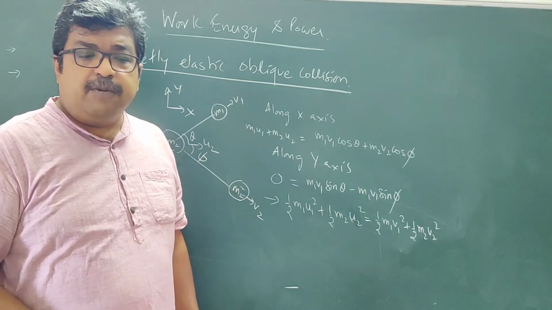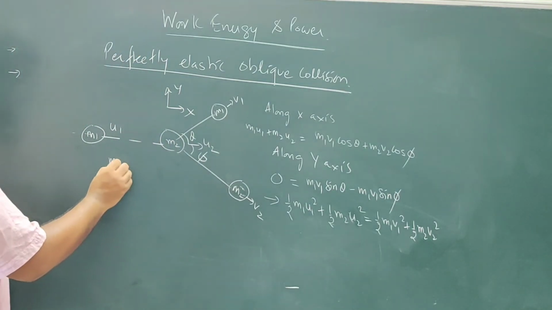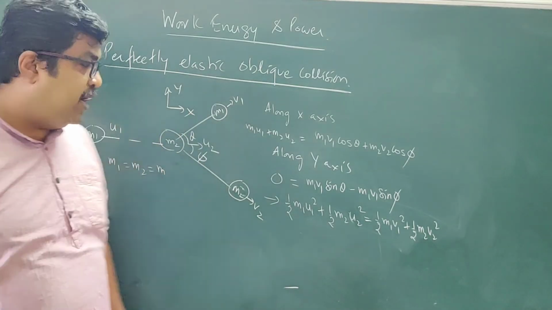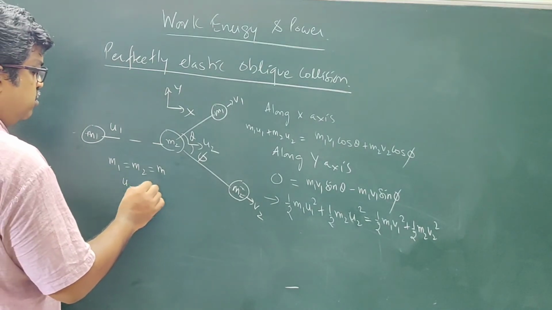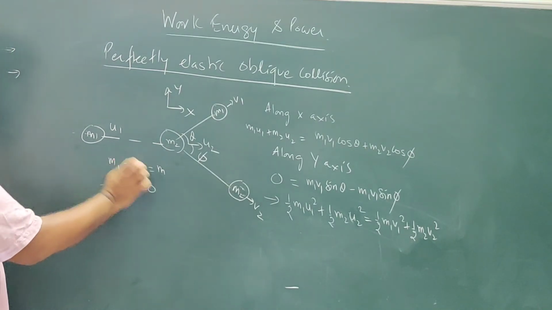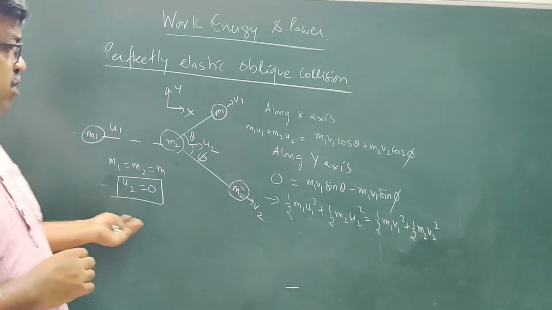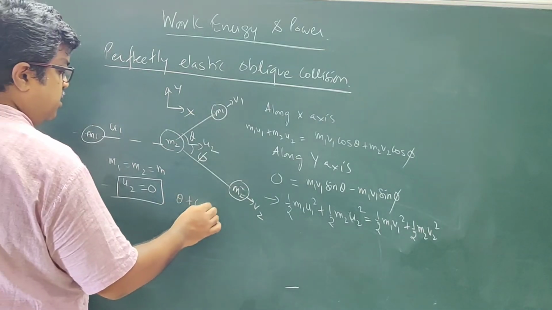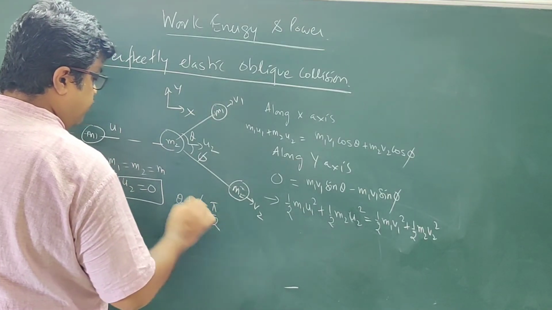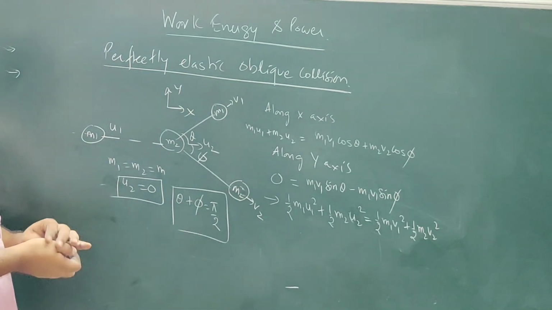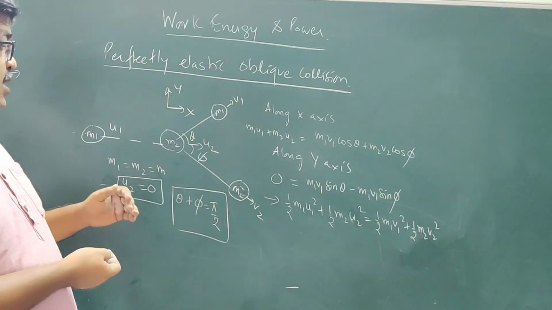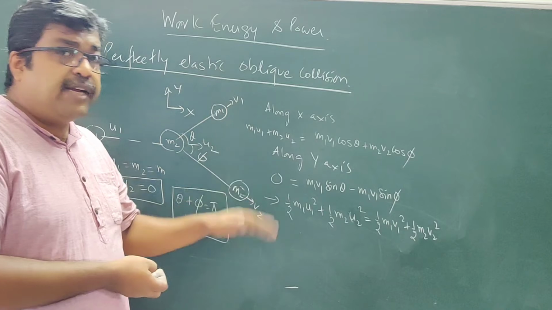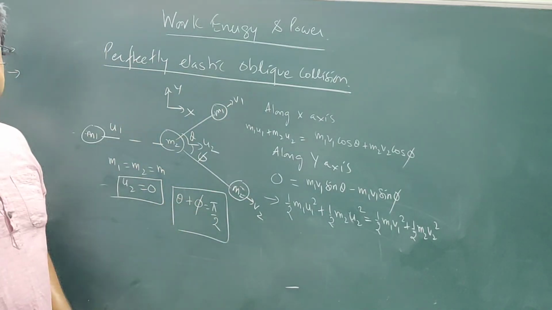Now suppose one special condition is given, like m1 is equal to m2 is equal to m. That is, projectile and target have the same mass, and u2 is equal to 0, so the target is at rest. If you apply those conditions in these equations, you will get theta plus phi is equal to pi by 2. So if the colliding particles have identical mass and the collision is oblique, and the target is initially at rest, then after collision, the projectile and target will move at 90 degrees. Theta plus phi is equal to pi by 2.